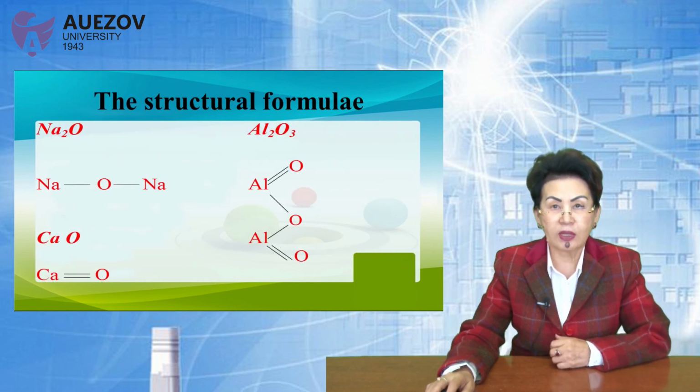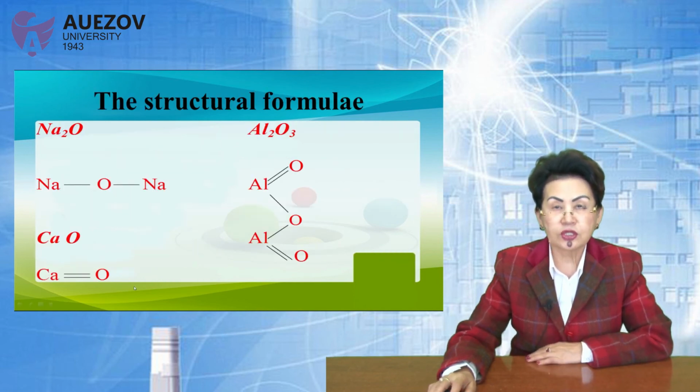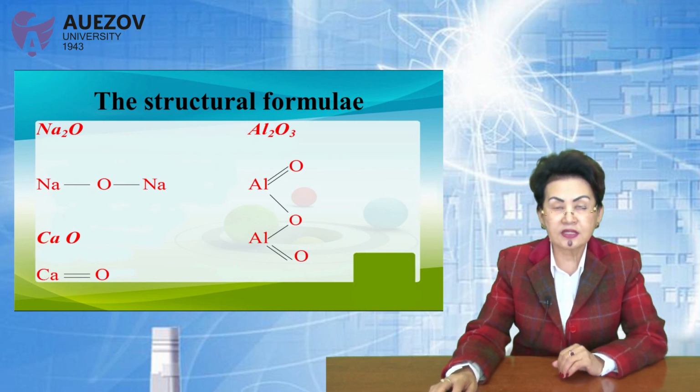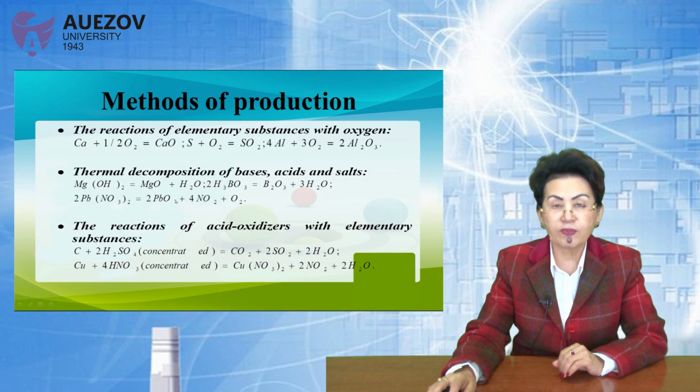The structure formula. The structure formula shows the chemical bonds formed between atoms. A chemical bond is indicated by a line, and the number of lines equals the valence of the elements. Natrium has valence 1, oxygen has valence 2, so Na-O-Na is the structure formula. Methods of production. Next, the reaction of an elementary substance with oxygen, for example calcium, sulfur, aluminium plus oxygen.